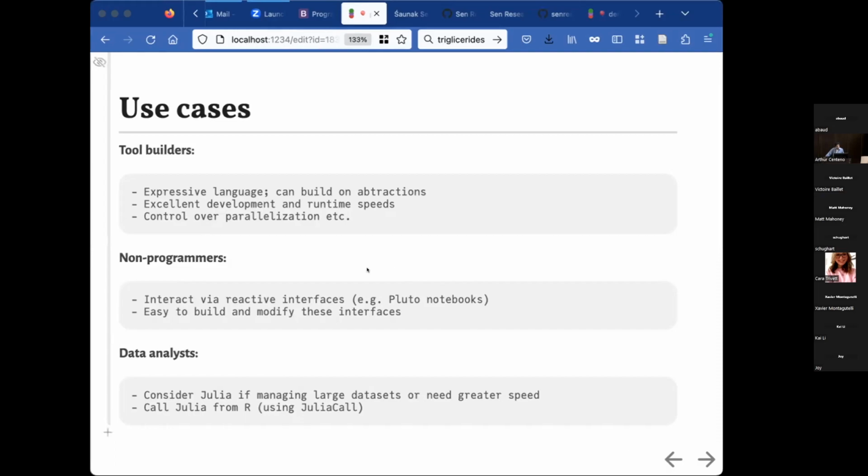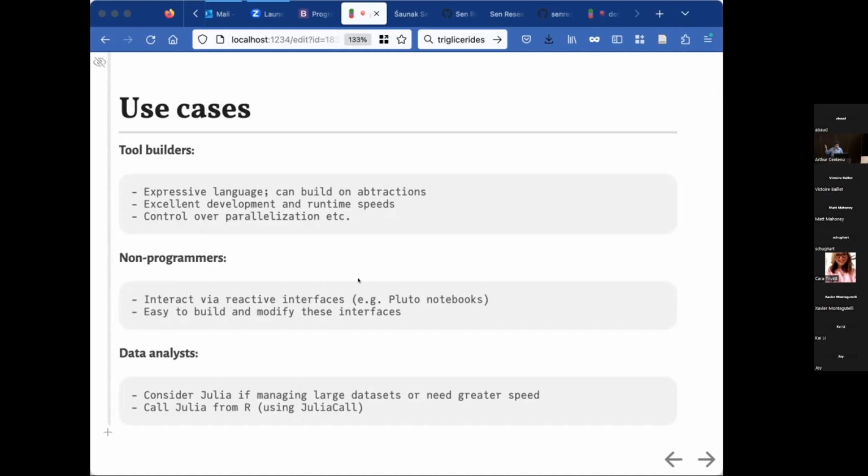Now, the other extreme is non-programmers. What if you're not interested in programming? For that, reactive interfaces like Pluto notebooks, like what you just saw, you can use that. If you are just a little bit more curious than that, you can modify that notebook.